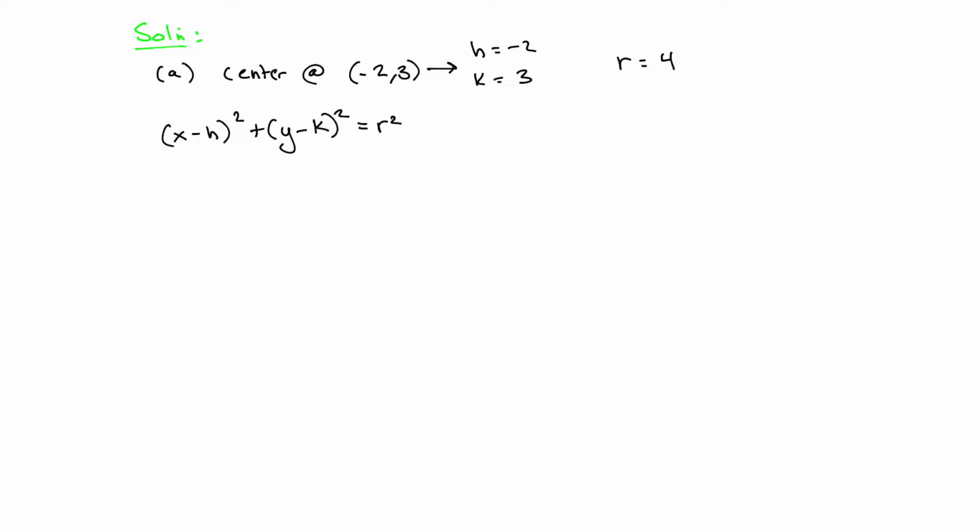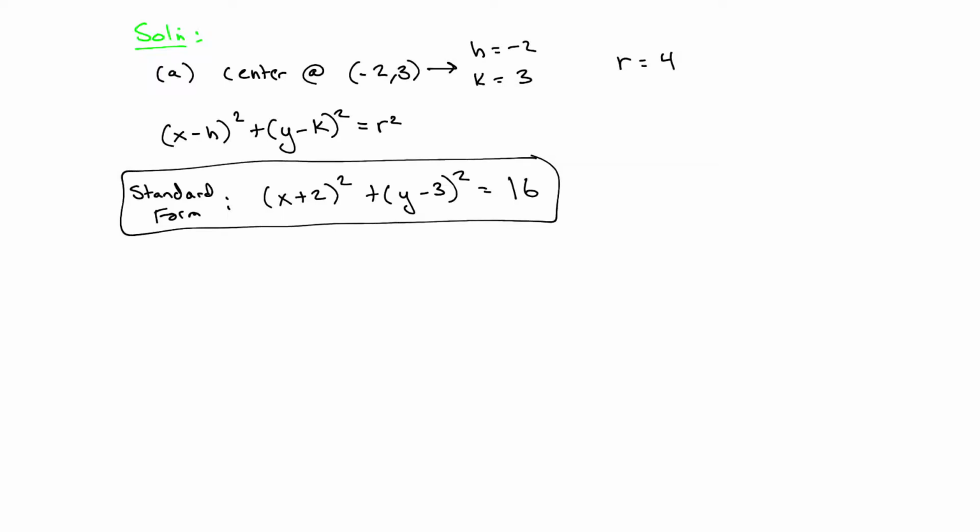I'm just going to go ahead and write the standard form because this is going to be my answer. It's going to be x minus -2, so that's x plus 2 squared, because x minus -2 becomes x plus 2, plus y minus 3 squared equals r squared, which would be 16, because r is 4, and squaring that would give you 16.